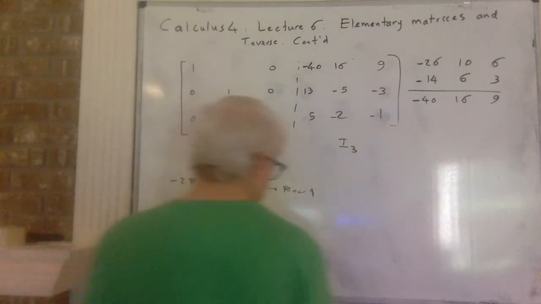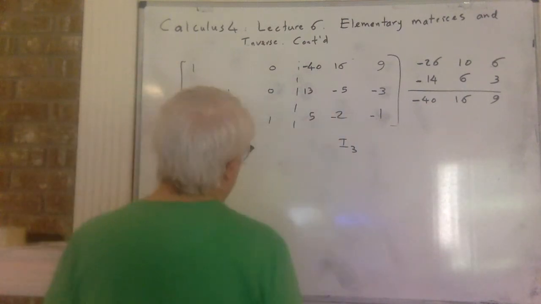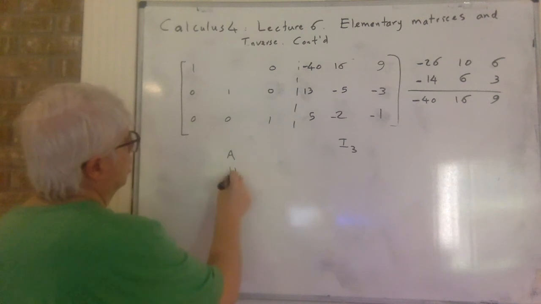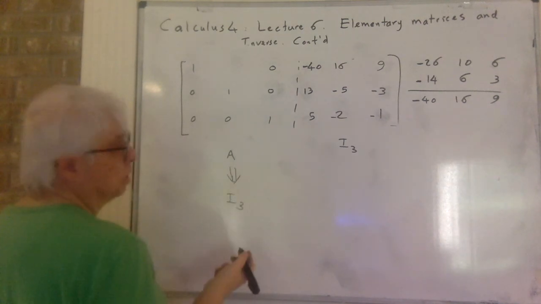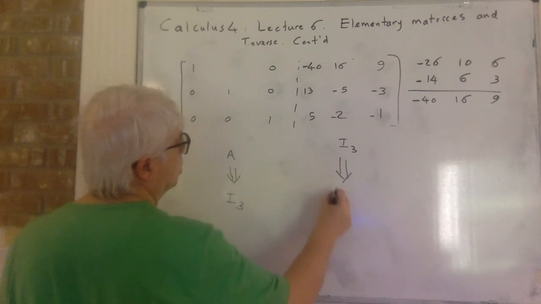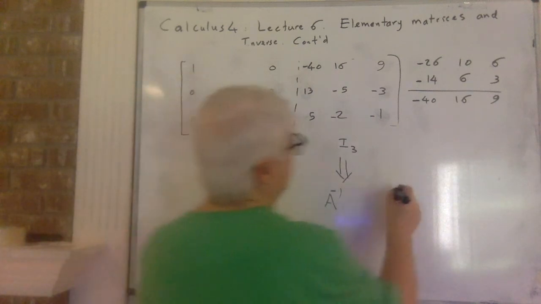Okay, I am done. Now what do I have here? This changes into I3. It also means that A is invertible. And this changes into A inverse. So A inverse is this matrix.